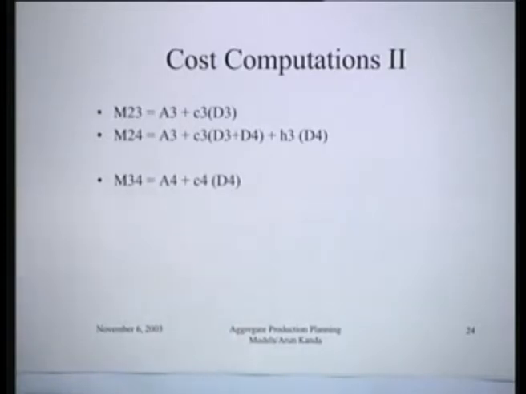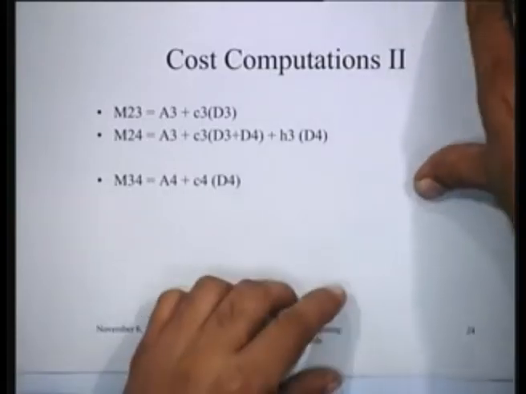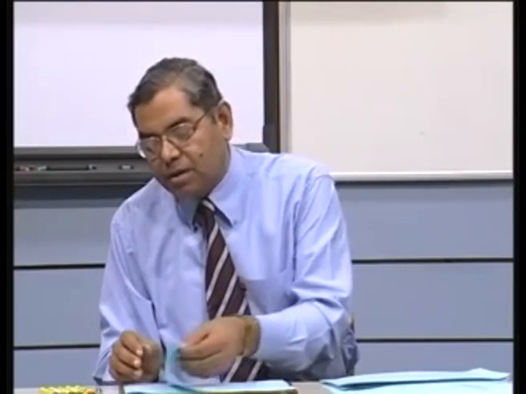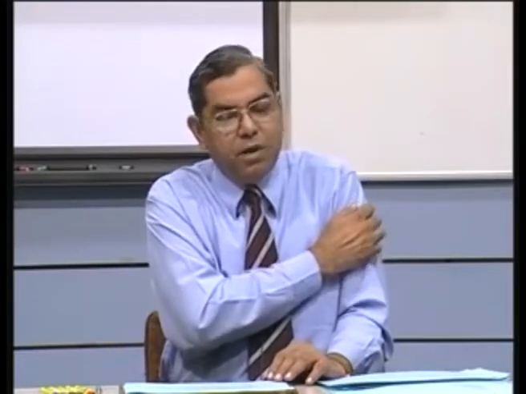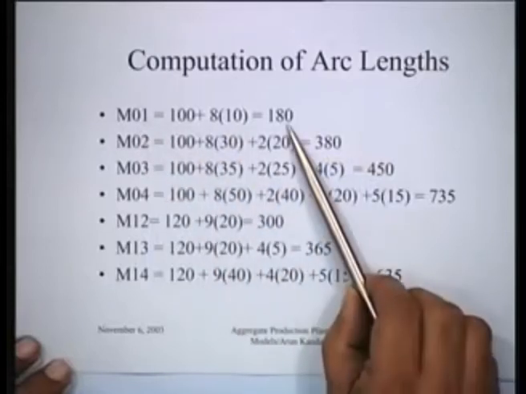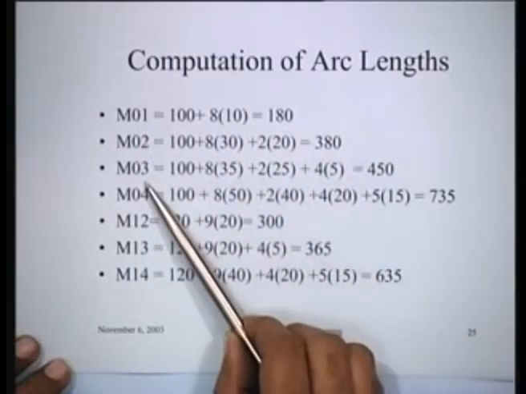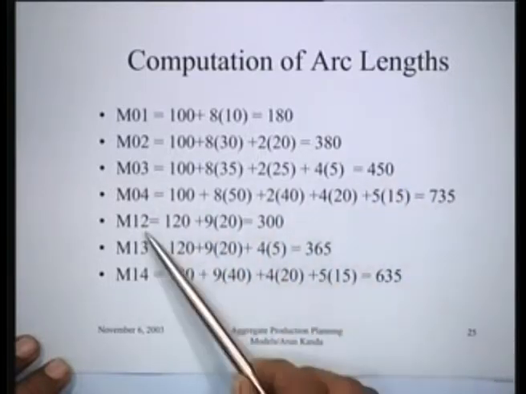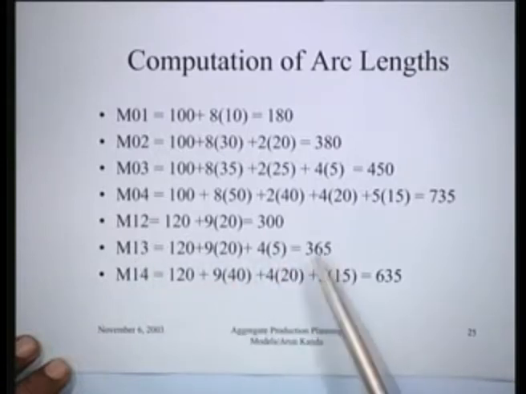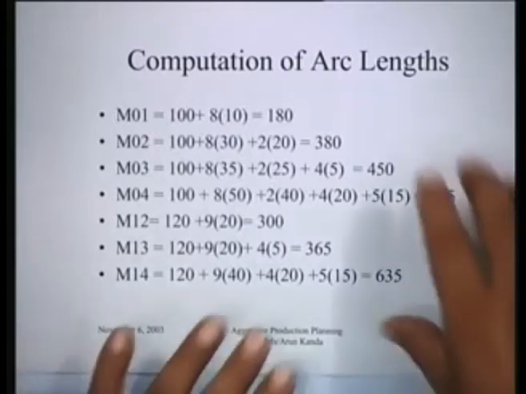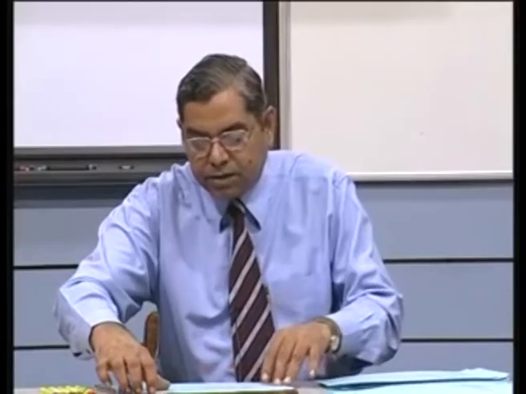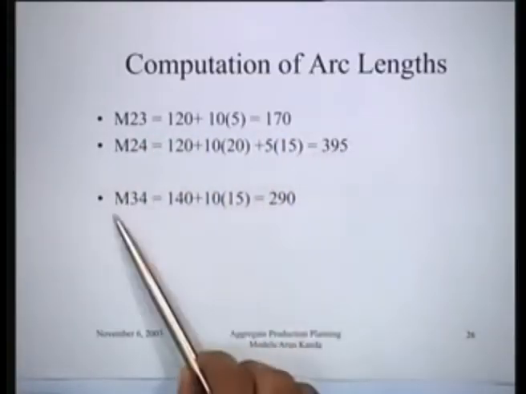And now, utilizing the data that we have for this particular problem, we can actually find out the numerical values of these lengths for each arc. It's just a question of plugging in the values into the general formulas that we have found, and what you find is that M01 is 180, M02 is 380, M03 is 450, M04 is 735, M12 is 300, M13 is 365, M14 is 635, and then of course the remaining 3 arcs we have. Find the least way to go from 0 to 4 using this. Yes, that's right. Something like that, but let's see how we do it. So M23 is now 170, M24 is 395, and M34 is 290.